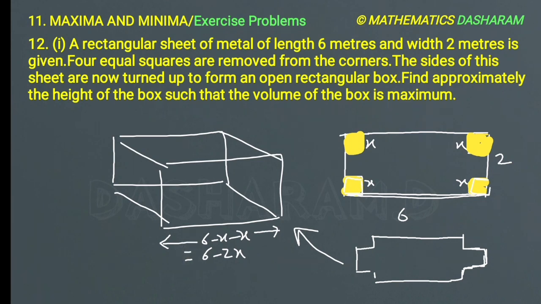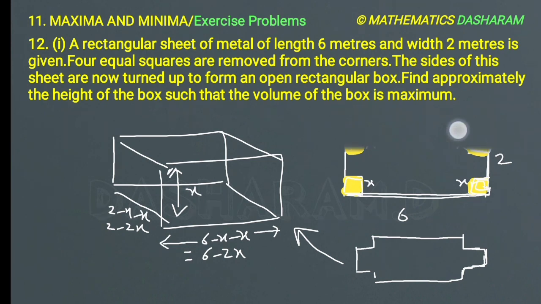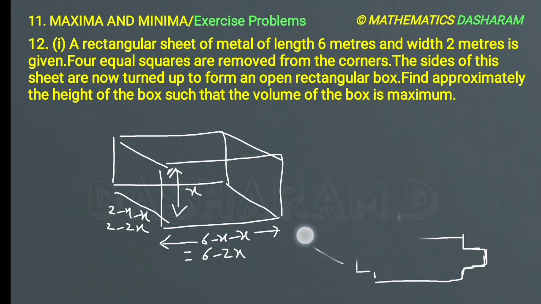Okay. Next, breadth of the rectangular box. Actually breadth of the rectangle is 2, but here 2 squares are removed. So here 1 square, here 1 square. Then the breadth becomes 2 minus 2x. Next, what about height? The side of the square becomes the height. So here it is x. Now we got the 3 dimensions for the rectangular box.